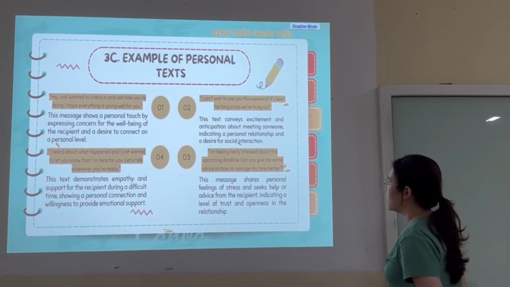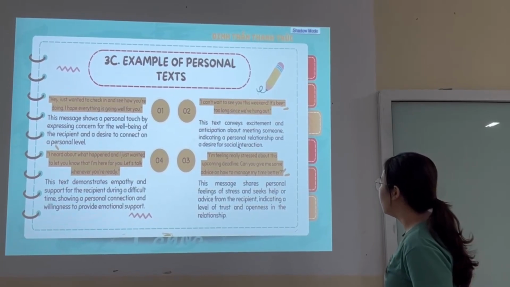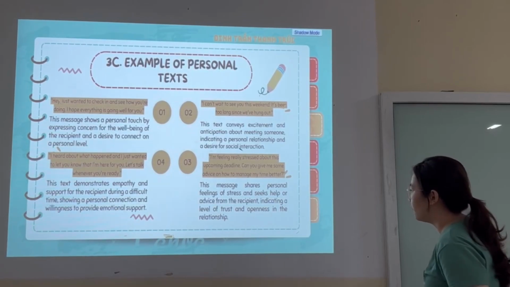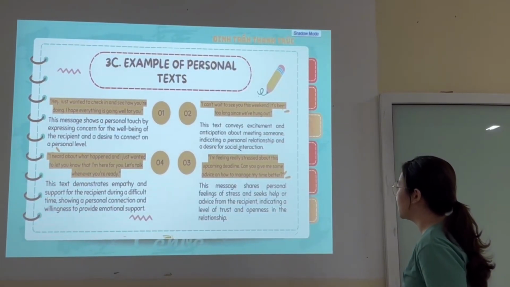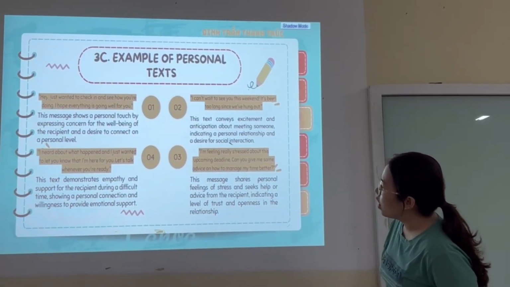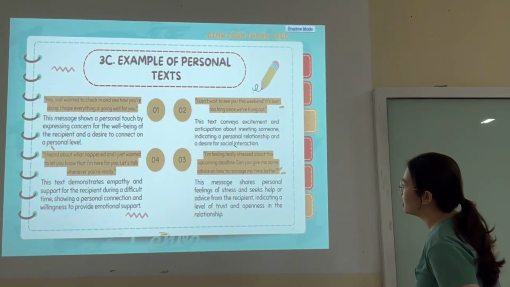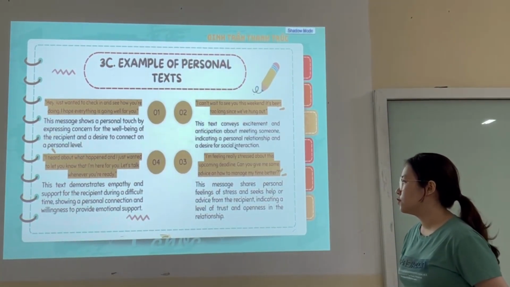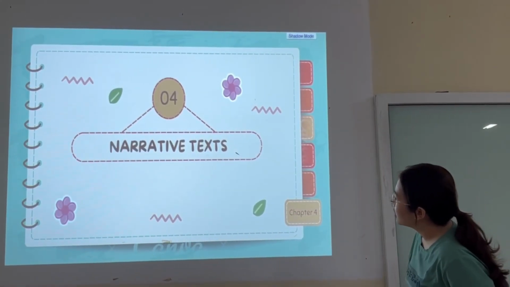In example 3, the messenger shares a personal feeling of stress and says a prayer for the recipient, indicating a level of trust and openness in the relationship. In example 4, this text demonstrates empathy and support for the recipient during a difficult time, showing a personal connection and willingness to provide emotional support. Now we talk about narrative text.